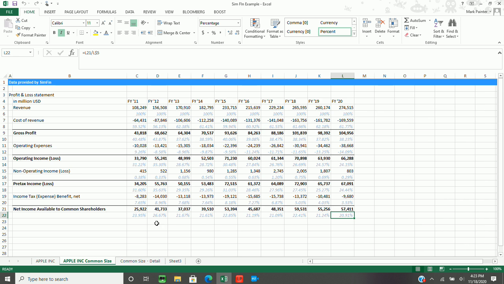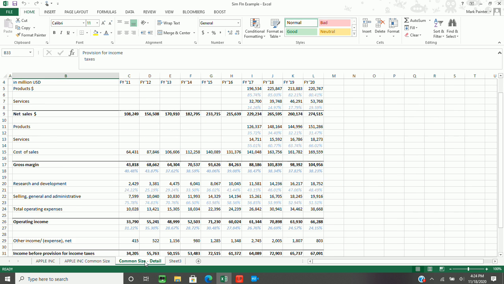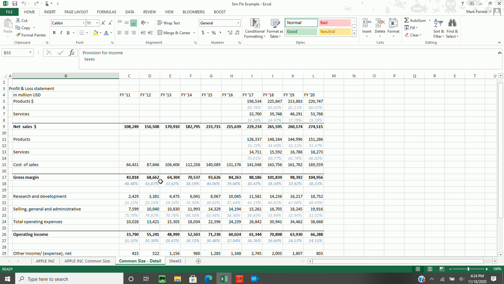This is just the general income statement. We're going to do the same thing on the more detailed version of the income statement, because again, in 2017, they started breaking out the product business versus the service business, as we walked through on the website.